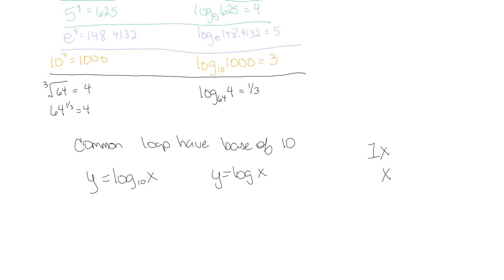Natural logs have a base e. So y equals log base e of x, and the same thing as y equals ln of x. I don't know why it's not nl for natural log, but I'm thinking it's French and it's log natural. But ln means that the base is e.